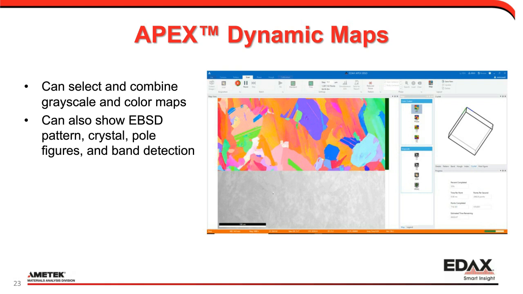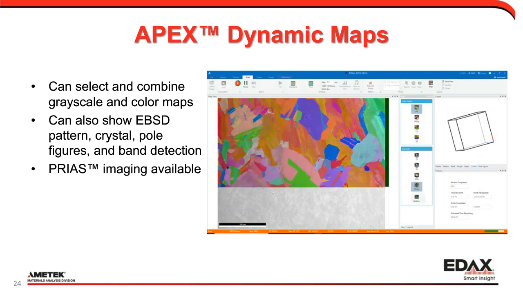And I'll show a slide on that here where I've selected the PRIAS, and I can select which area of PRIAS we want to show. And that changes dynamically while you're mapping. We can also do things like see the cube, see the Hough transform, see the pole figure, just to get an idea of feedback of how the system's working, how it's progressing.